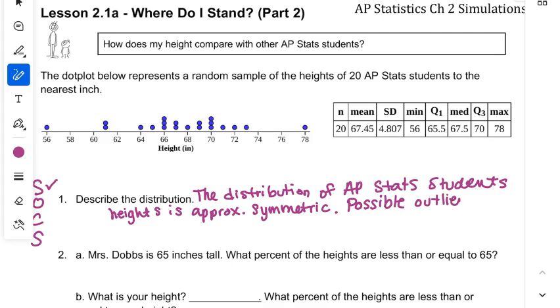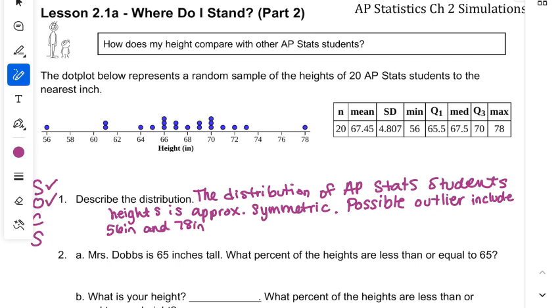Because if we didn't do the 1.5 times IQR rule, then we can't say what the outliers are. So we're just going to write possible outliers include or are 56 inches and 78 inches. Okay, so that got the outliers.